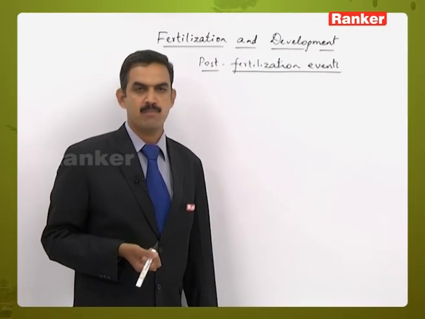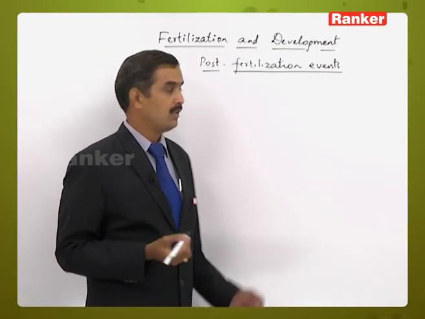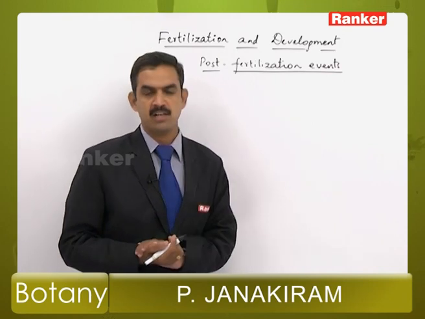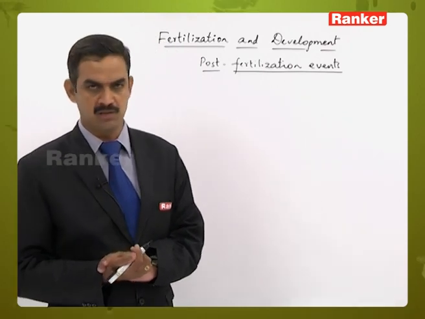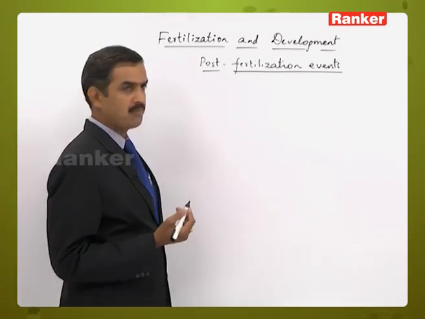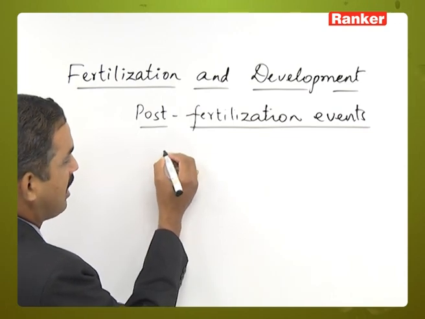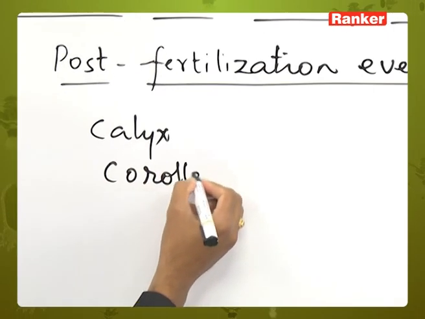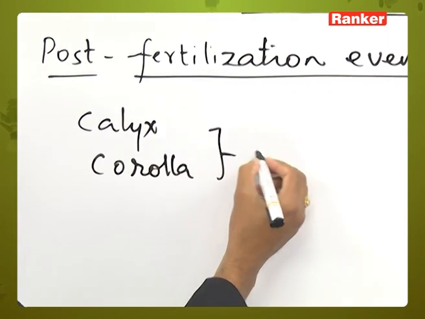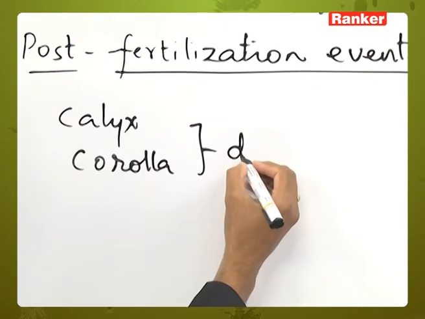After fertilization, many changes will occur in the flower. All those changes which are taking place in the flower are part of post fertilization events or post fertilization changes. So let us see the parts of the flower. Let's take up the non-essential organs like calyx and corolla. Generally these two parts will get degenerated or wither off.